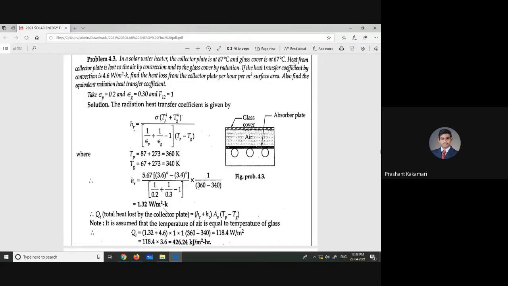So reading these sentences is very important. You have to separate all the sentences and take the data, and according to the given sentence, you have to make the formulation of the problem. The important sentence is this: heat from the collector plate is lost to the air. To the air, it is losing by convection, and to the glass, it is losing by radiation. That's why both processes are considered here, one is radiation and one more is the convection process. So using both those processes, what is the total heat lost?